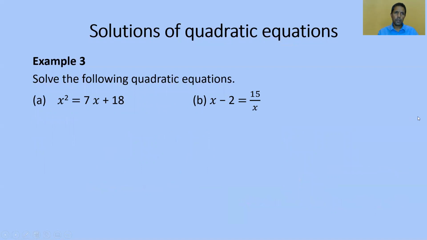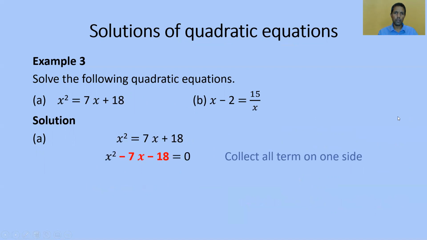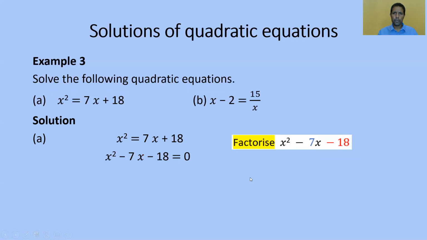Example 3, part A, x squared is equal to 7x plus 18. Now, this is not in the form ax squared plus bx plus c is equal to 0. So we collect all terms on one side. We have x squared minus 7x minus 18 is equal to 0. So we factorize x squared minus 7x minus 18.